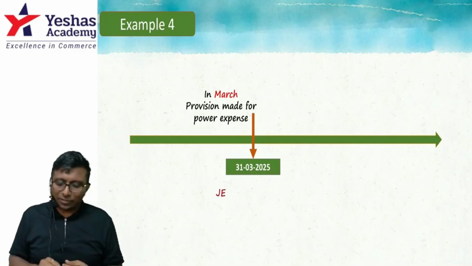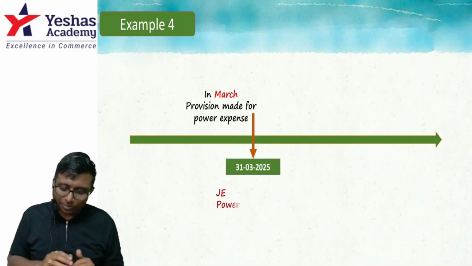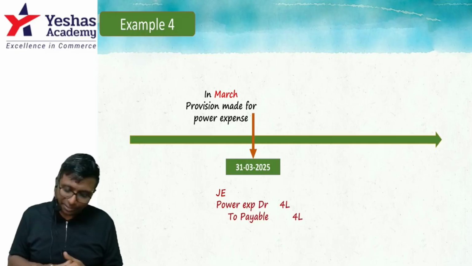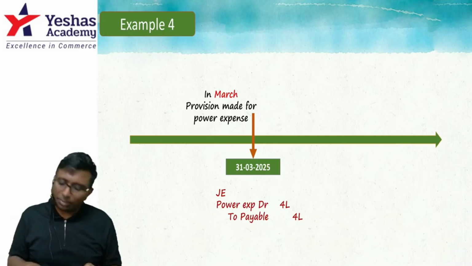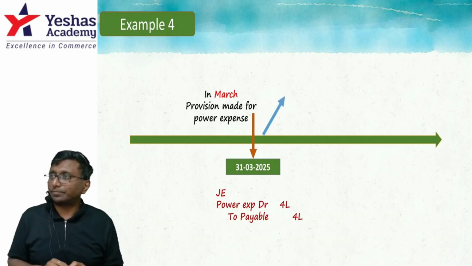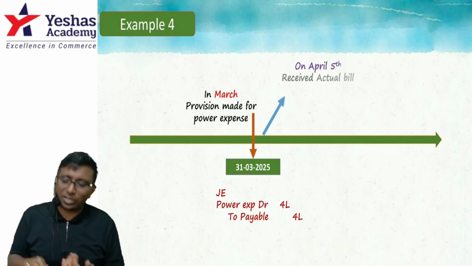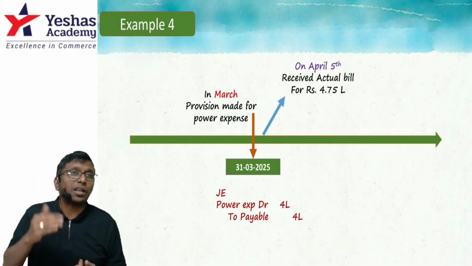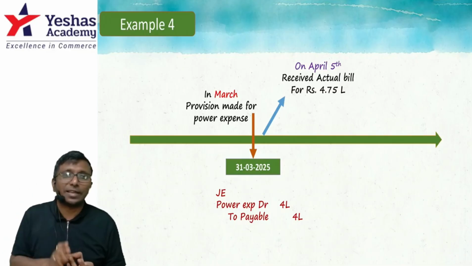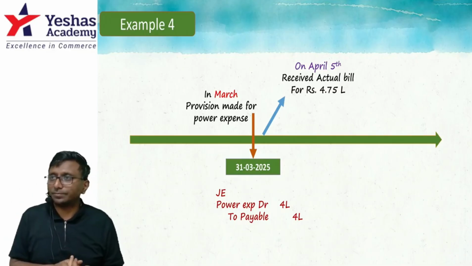Perfect. So now as on 31st March, what did we do? We made some provision. We passed an entry: power expense account 4 lakh debit, payable 4 lakh credit. Done. But the power bill will come the next day, 1st April or 2nd, whatever. Some day, 5th April, we received the bill. The bill is telling it is not 4 lakh, it is 4.75 lakh. Now what should I do?